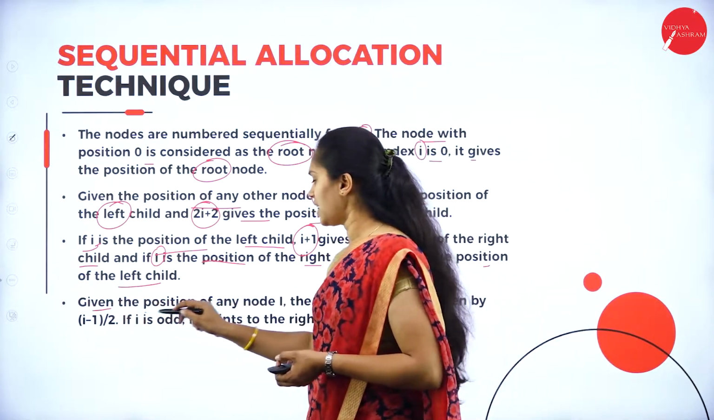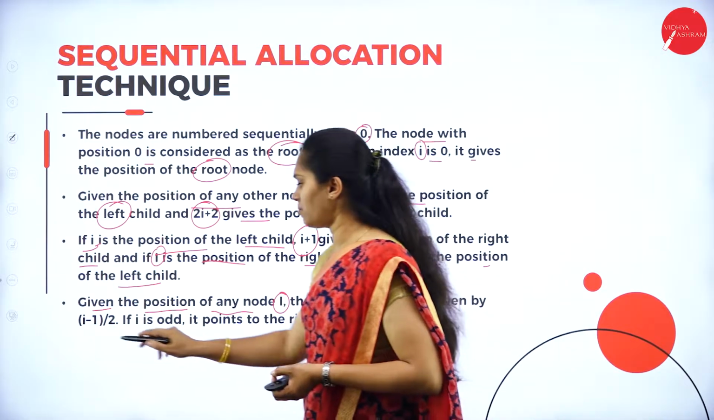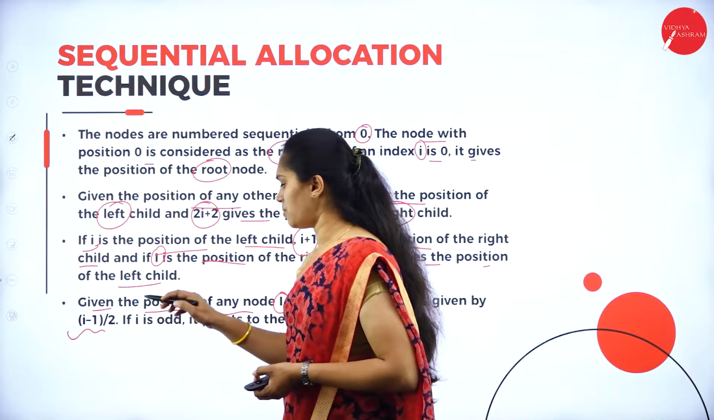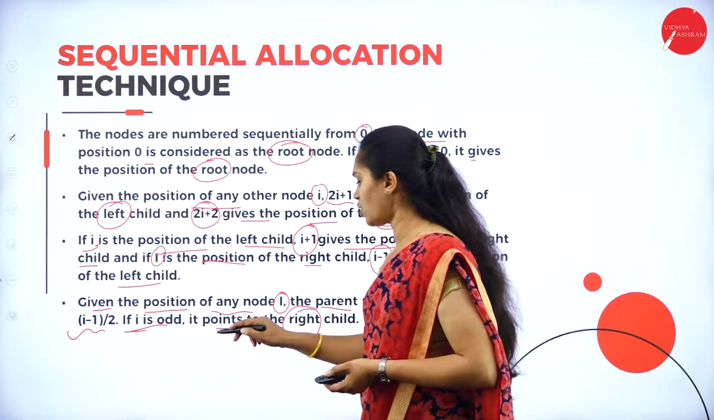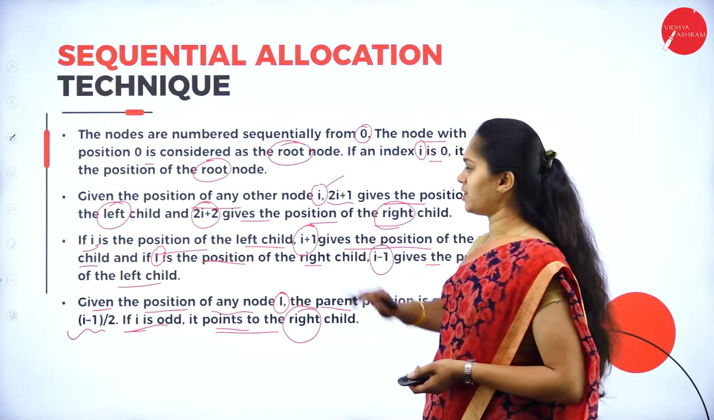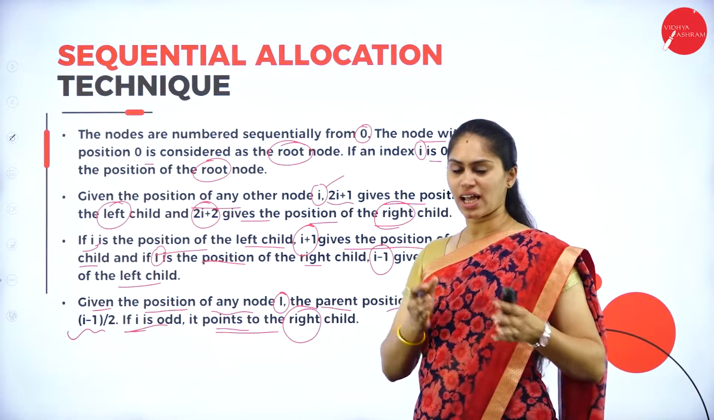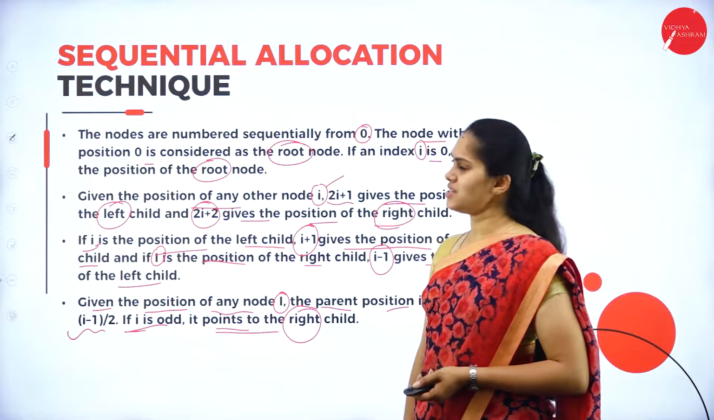So in this, given the position of any node i, the parent position is given by (i minus 1) divided by 2. If i is odd, then it points to the left child. This is the numbering we are going to give in order to find out which is the left node, which is the right node, as well as the root node.